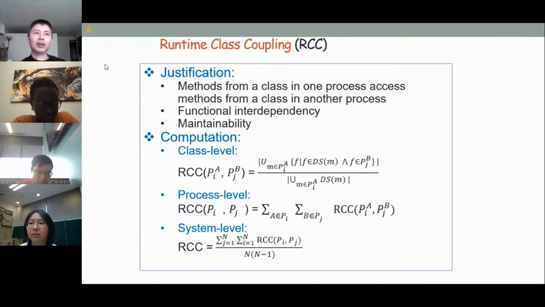Based on the class level RCC, the process level RCC for a pair of processes PI and PJ is the sum of RCC between any two classes across the two processes. Furthermore, the system level RCC metric is the average of all process level RCCs over all the n times n minus 1 pairs of processes, given the n processes in the system.